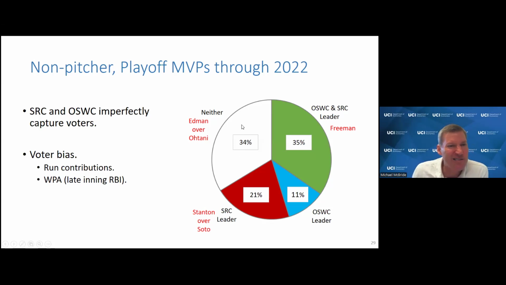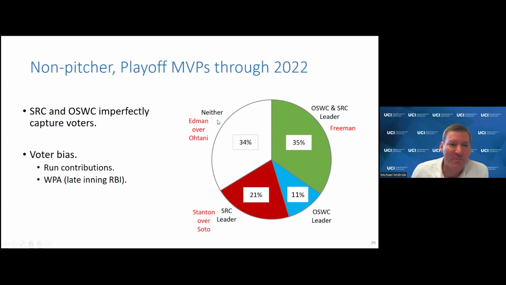So this white box is the Edman over Ohtani situation, and this red box is the Stanton over Soto situation. What we see in 2024 is basically a replication of the general pattern that voters are biased in favor of run contributions, particularly RBI, and they're biased in favor of win probability added, which is this probabilistic measure of the change in likelihood that your team wins as a result of your offensive production. Of course, you can change your team's likelihood of winning even though your team loses. That's one of the problems with that measure. It's not actually measuring win contributions.